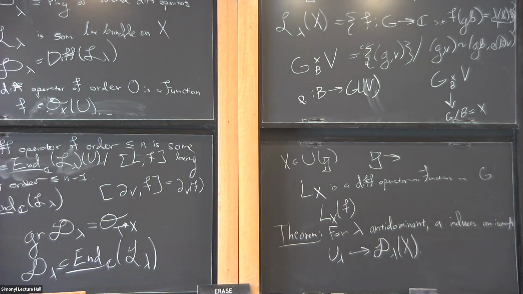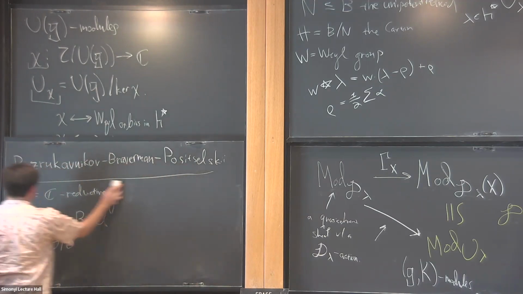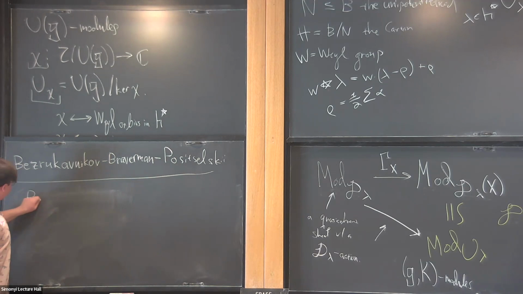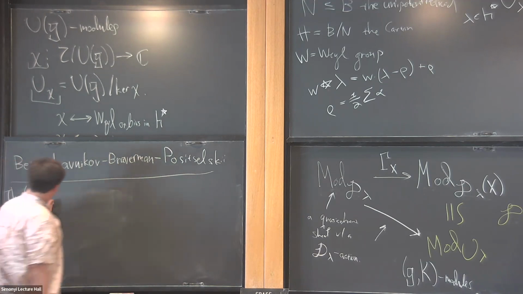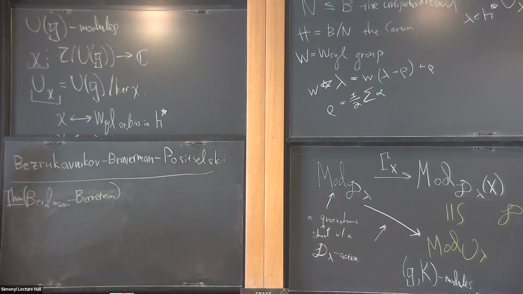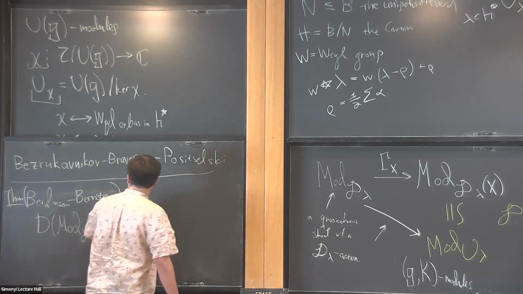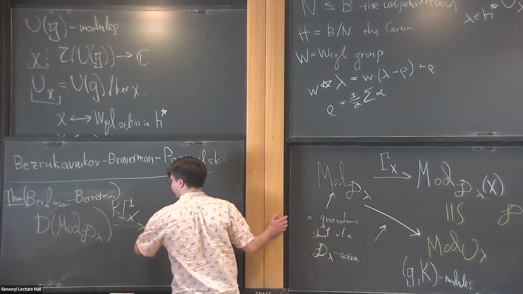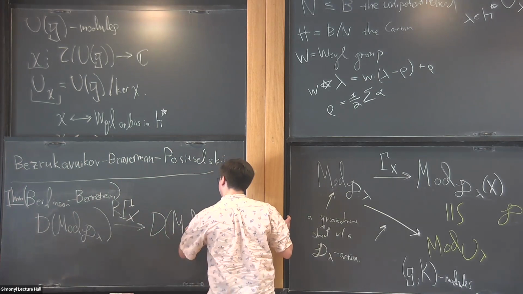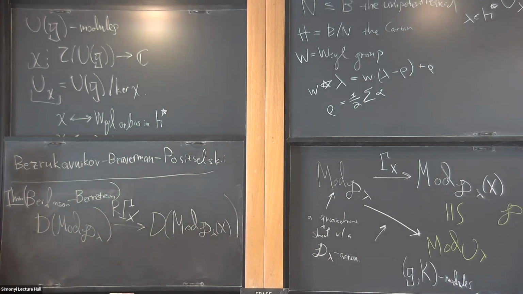And now I can state Beilinson-Bernstein localization. I'll start by stating a slightly more general theorem, and then I'll say what it says if lambda is anti-dominant. So the more general theorem is that the derived category of D lambda modules is equivalent, via the derived functor of global sections, to the derived category of D lambda X modules. So this is always true.